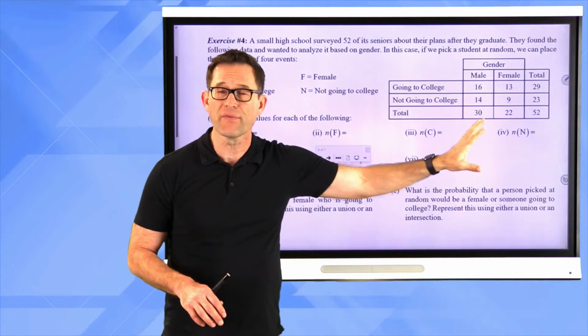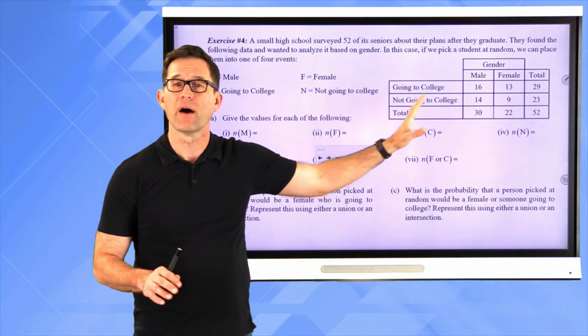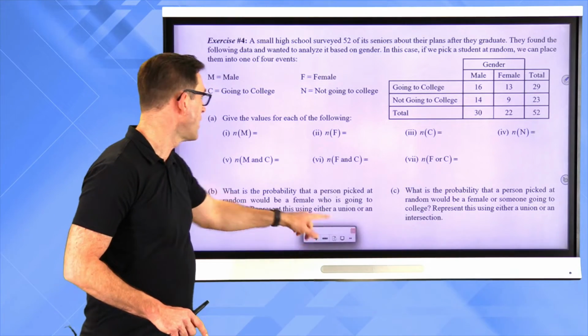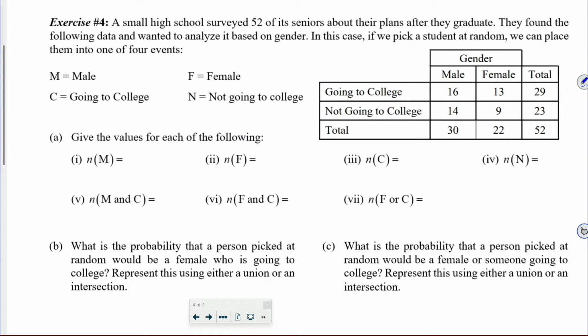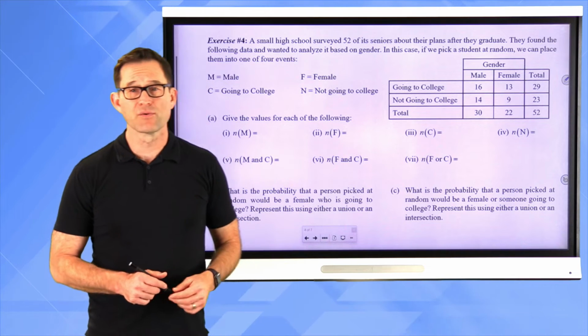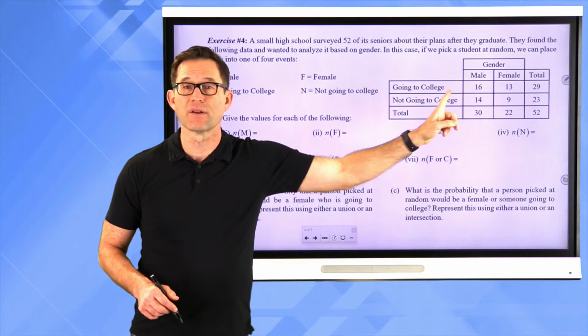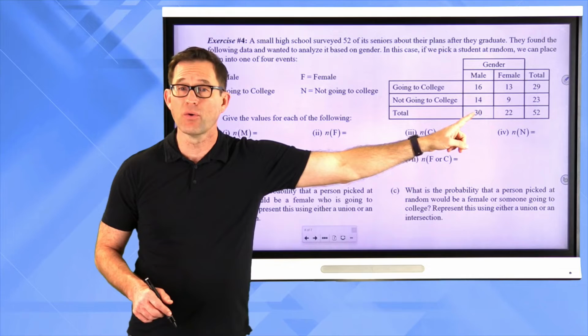So when we look at this particular table, we can see it all broken down into these various categories. So let's start to do some counts on that. Let's take a look at letter A. Give the values for each of the following. The number of people that fall in the male category. Well, that's really easy because we've got 16 males that are going to college, 14 males that are not going to college. They've even totaled this for us.